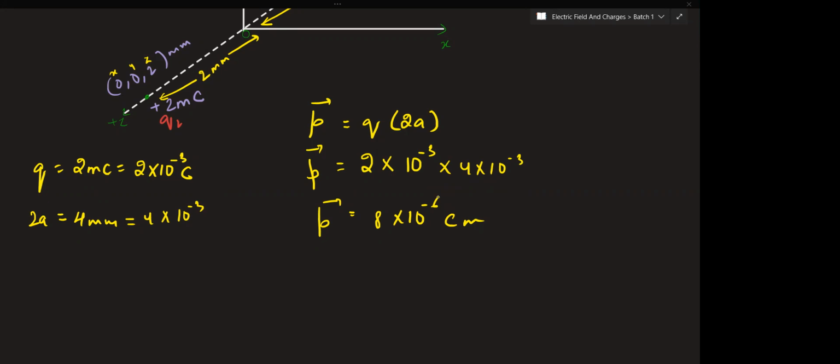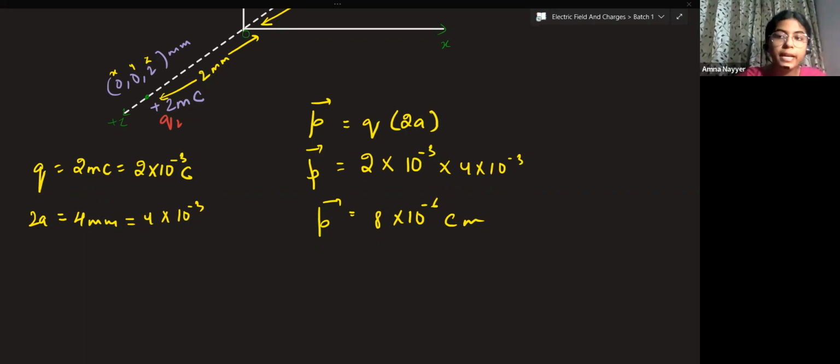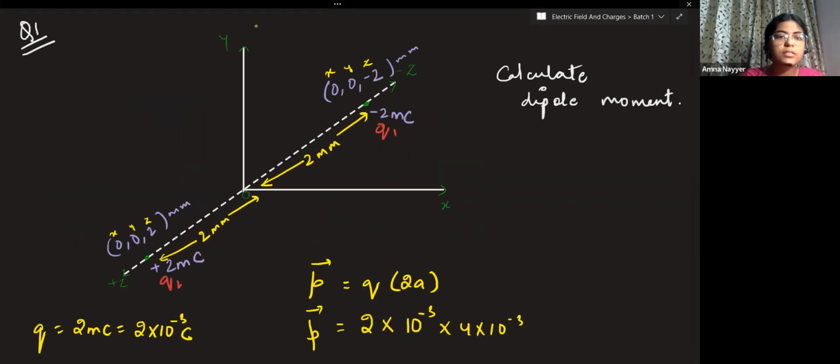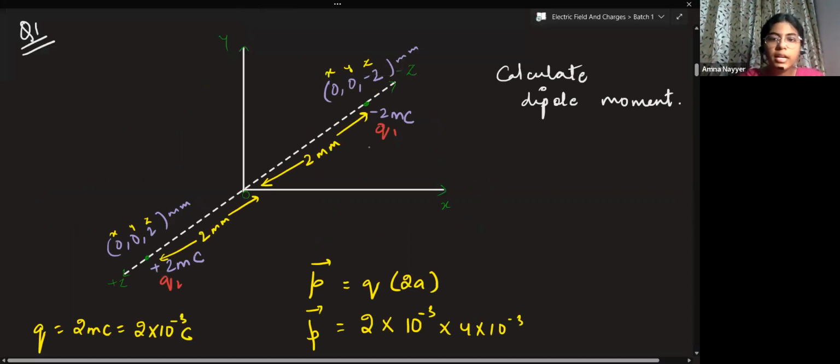The direction of the dipole is from the negative charge to the positive charge. So look up, this is your negative charge. From the negative charge, just keep on moving to the positive charge.